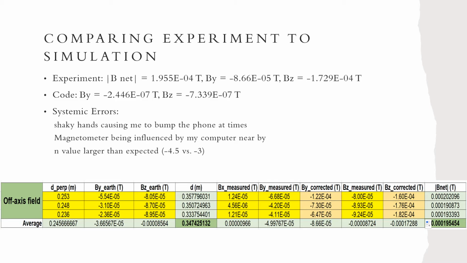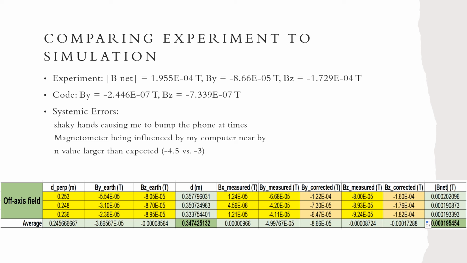When we compare the actual experiment to the simulation, we find that the experiment values and the code values are pretty different from what they're supposed to be. Some systematic errors that may have contributed to these errors are mainly the fact that my hands are very shaky and it causes me to bump the phone at times. So that probably influenced what the values of Bx, By, and Bz would be.